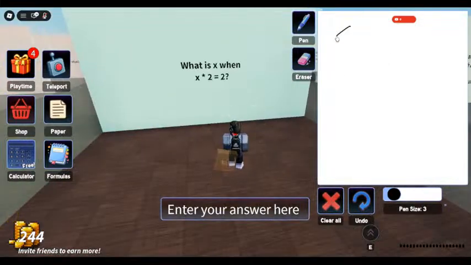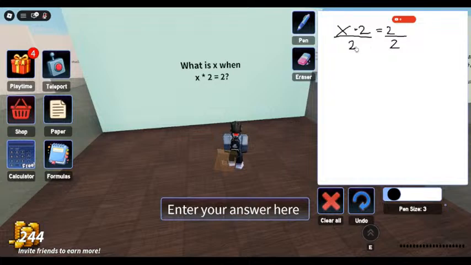Now x times 2, or 2x, is equal to 2. To eliminate the 2, we have to divide both sides by 2. Get this? Times 2, so we cancel this, then we get 2 divided by 2, 2 divided by 2 is 1.